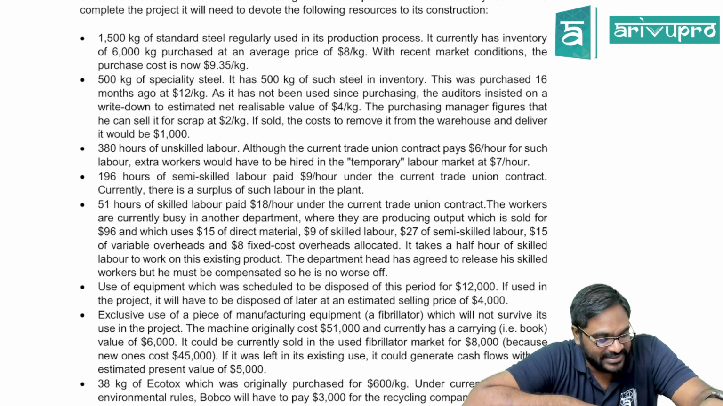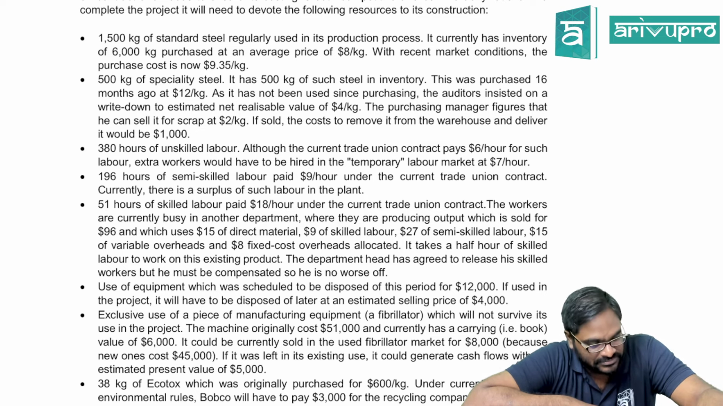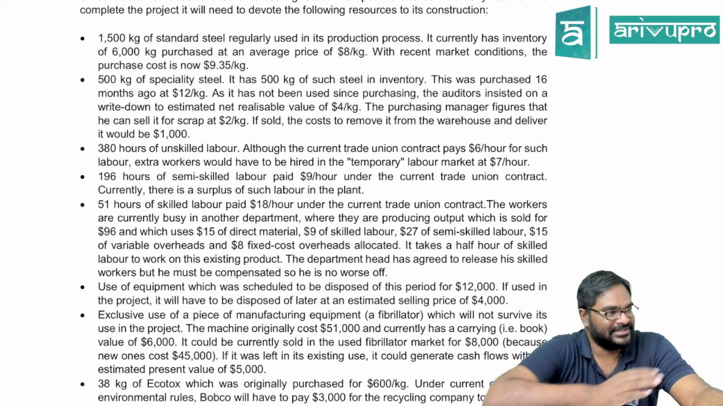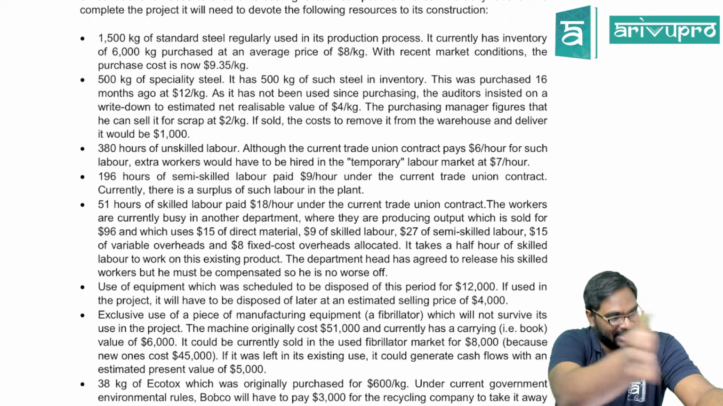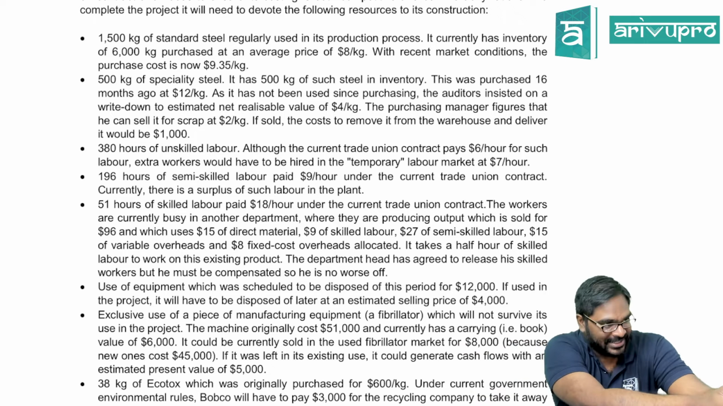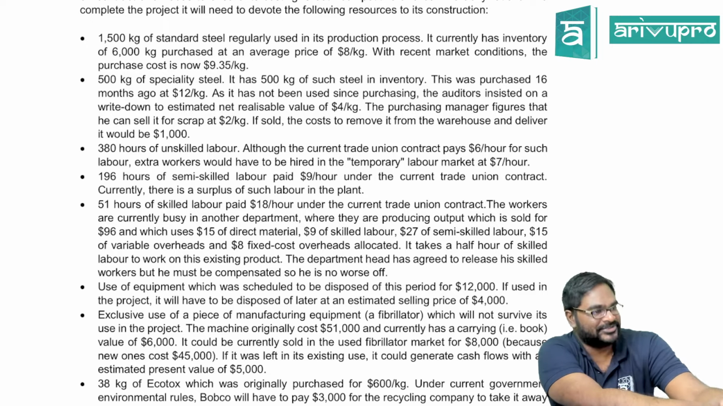380 is given in the question. 380 unskilled hours are required. Extra workers have to be hired temporarily because they need extra hours. But it's not like an option to choose 6. No, it's not an option, because if we take the current people for the new project, then for the existing project we have to hire again at 7. So then it will create an opportunity cost.